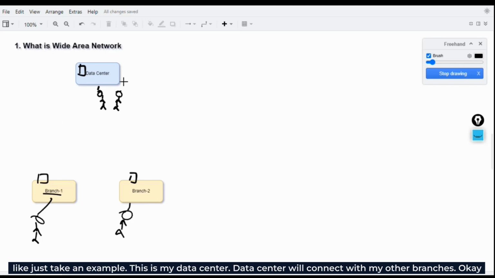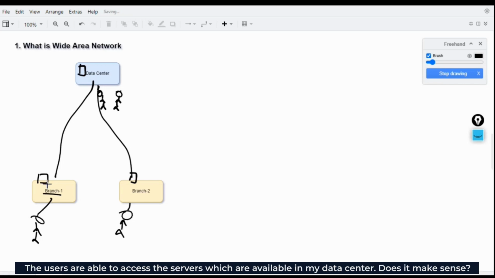Just take an example. This is my data center. The data center will connect with my other branches. So what will happen? The users are able to access the servers available in my data center. Does it make sense? Whatever users are sitting in my branch side or the data center, they are able to access this server easily. So this is what we normally call the wide area network.